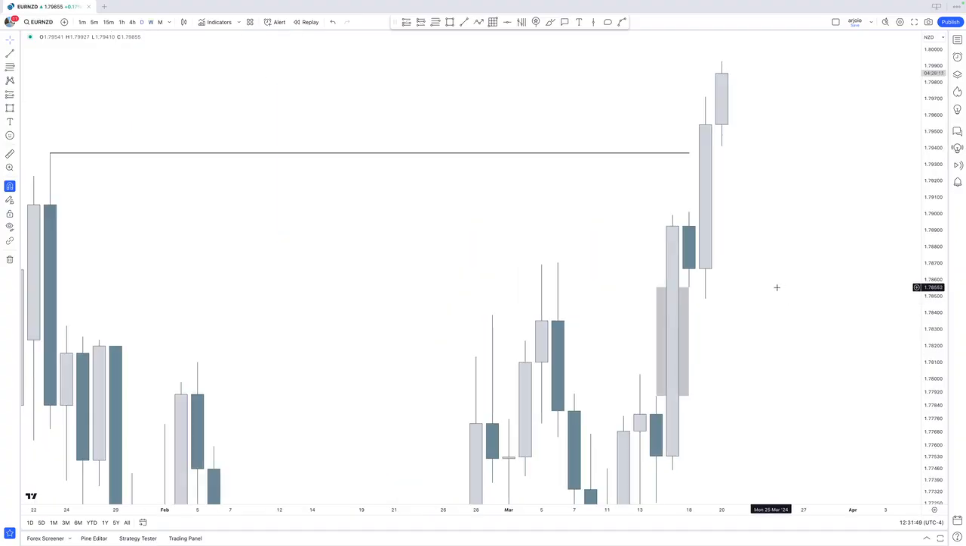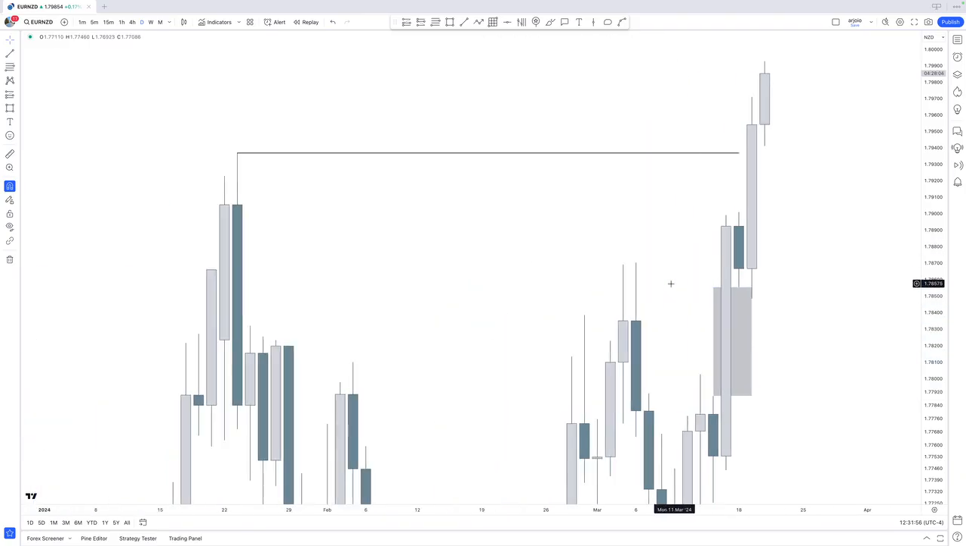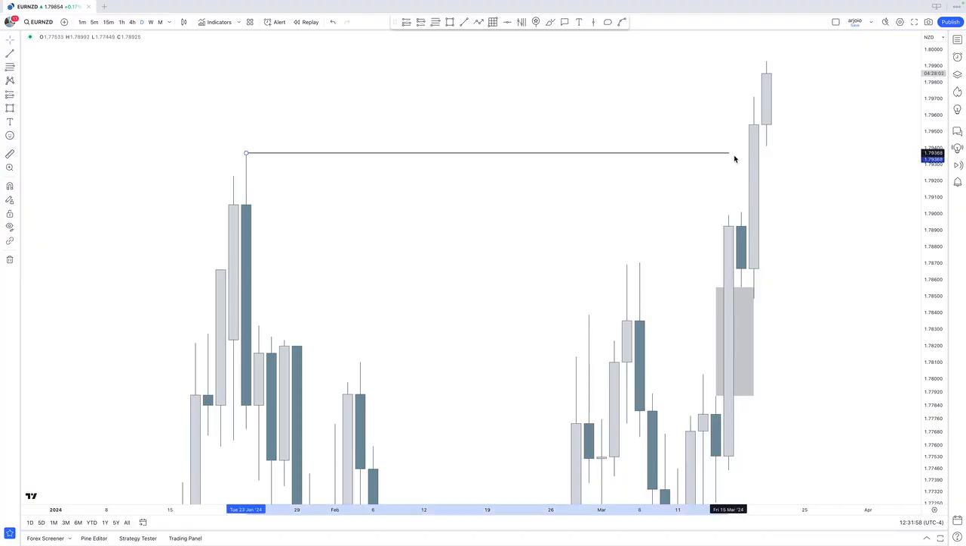So another example right here on Euro New Zealand dollar, where we have this fair value gap right there, which, of course, on daily looks beautiful. We can continue higher off that. We still have this swing high as a target as well.